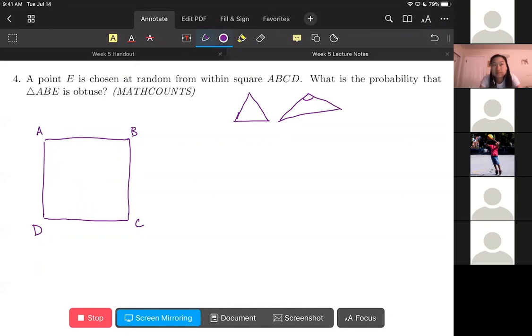If E was closer to, if E was between the center of this square and the middle of line AB, like on that line. Yeah, that's true. So if E lies kind of over here, then it's going to be obtuse. Oops, that's a bad line. This would be obtuse, right? That totally makes sense.